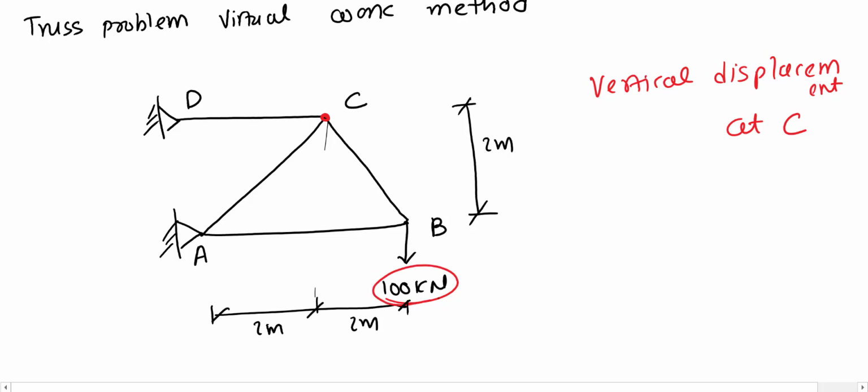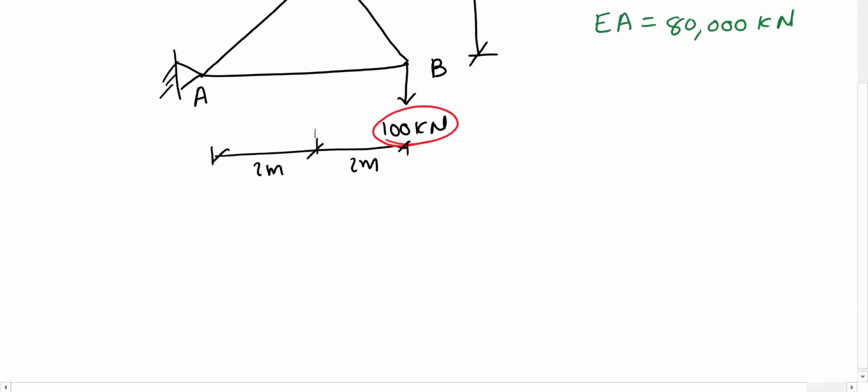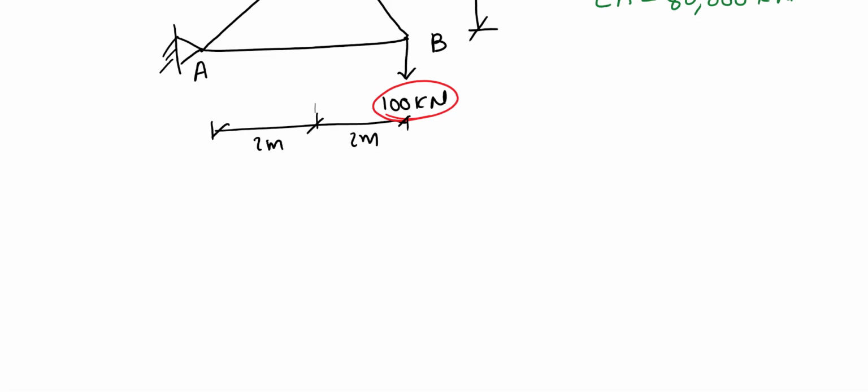Now we need to use this virtual work method. Another data is given: Young's modulus times area for all the members is given as 80,000 kilonewton. That is given in the question. That is for all the members, member AC, member BC, member CD, and member AB. Now we're going to solve this example in 4 steps.